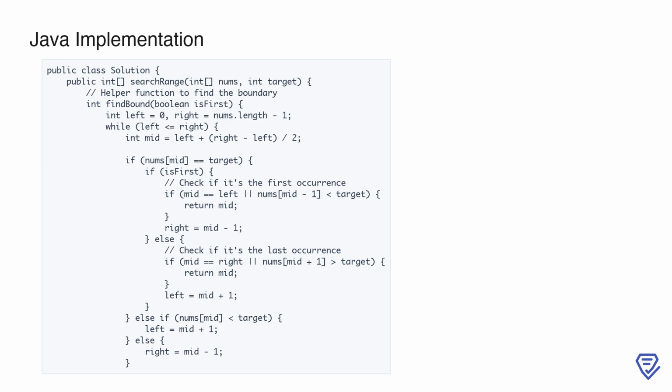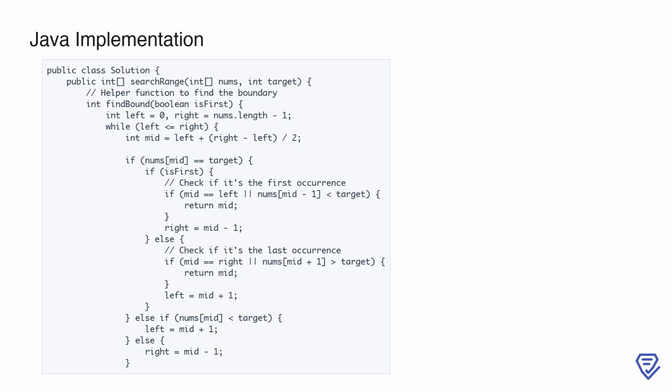If the value at mid matches the target, we need to determine if it's the boundary we're looking for. For the first occurrence, we check if mid is at the leftmost position or if the previous element is smaller than the target. If either condition is true, we've found the first occurrence and return the index. Otherwise, we adjust the right pointer to narrow our search.